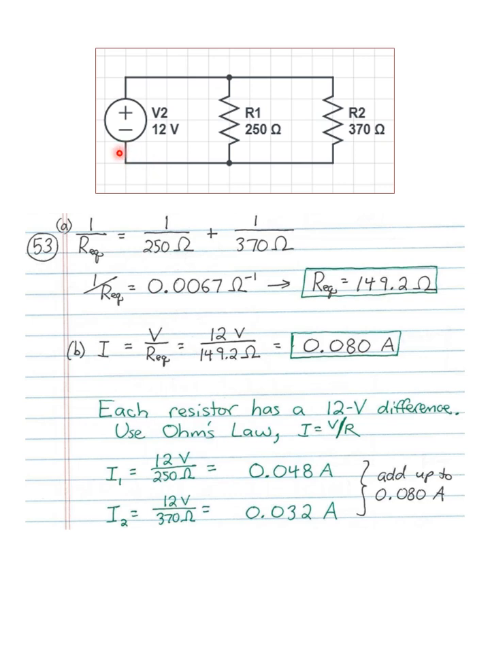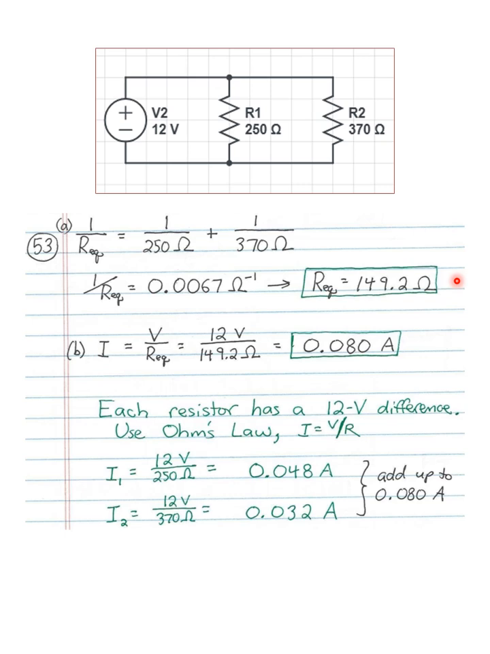Let's figure out the equivalent resistance, and we're going to use this formula. When they are in parallel, the reciprocals add, and they give the reciprocal of the equivalent resistance. So 1 over the equivalent resistance is 1 over 250 plus 1 over 370. And you can do that math. Just when you get the value, make sure that you take the reciprocal of that, and you get 149.2 ohms.